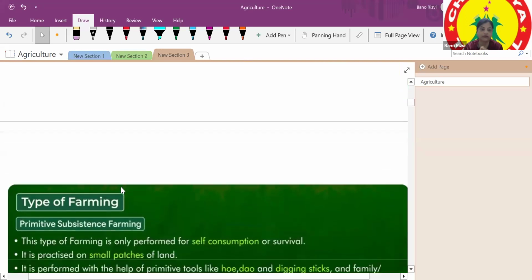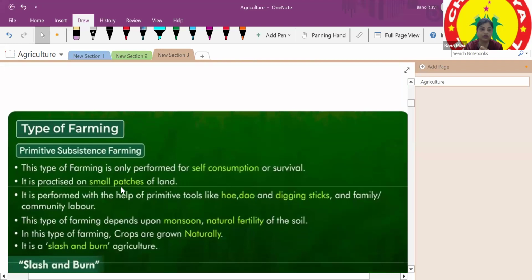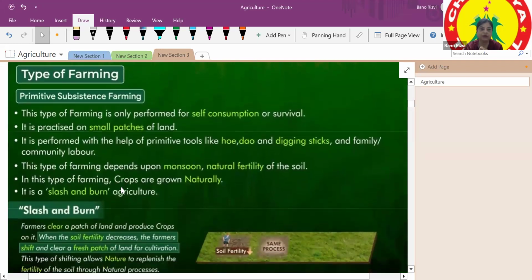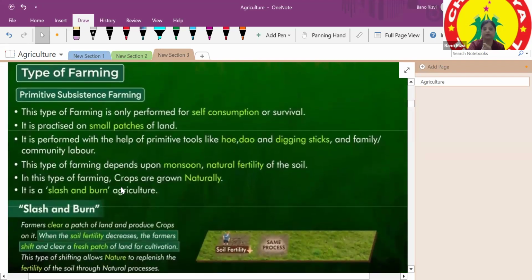So there are three main types of farming. Let's talk about the first one, that is primitive subsistence farming. This type of farming is only performed for self-consumption, or you can say survival. Like we have to eat, fine. It is practiced over small patches of land. When a person has a small land, he does the farming for himself.